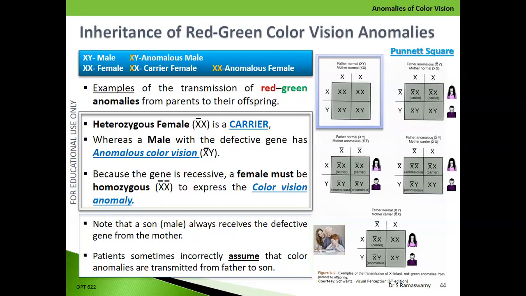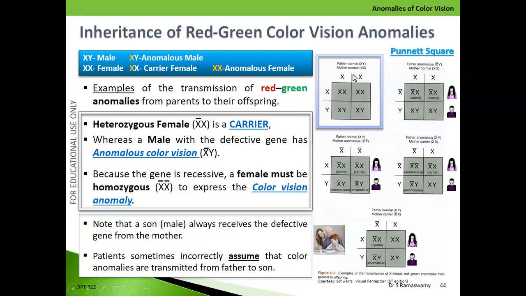So if there are parents and both the parents are normal, the mother doesn't have the defective gene, the dad doesn't have the defective gene. If they have 4 children, we are always going to assume they're going to have 2 daughters and 2 sons. If they have 4 children, 2 males and 2 females, the females are XX and the males are XY, then 100% of the daughters and 100% of the sons will be color normal.